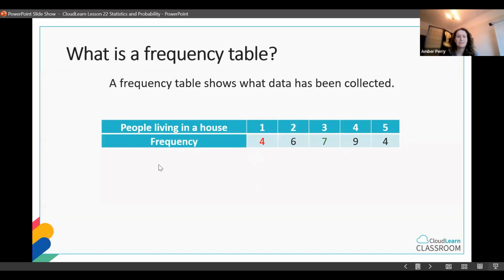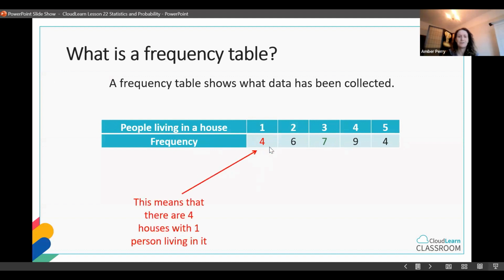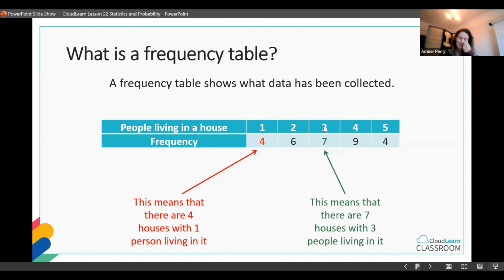So looking at this, okay, we've got the number of people living in a house, and then how many houses have that number of people in, okay? So we can see here that we've got 4 houses with 1 person living in it. Here we've got 4 people, and we've got 9 houses with 4 people living in them, okay? So hopefully that makes sense. There we've got 7 houses with 3 people living. So it's just data that's being collected and then tallied into a frequency table.